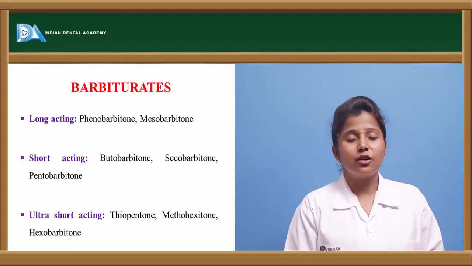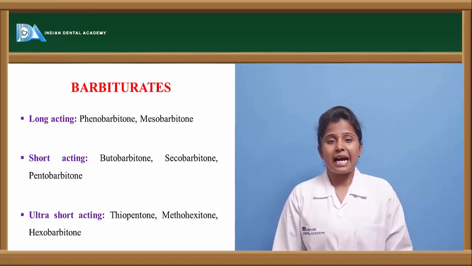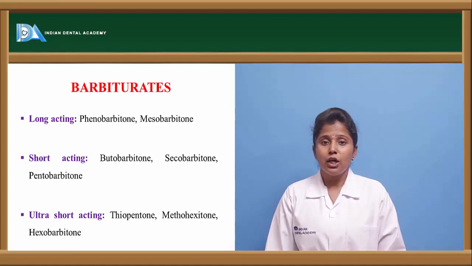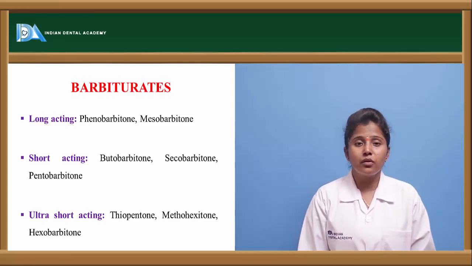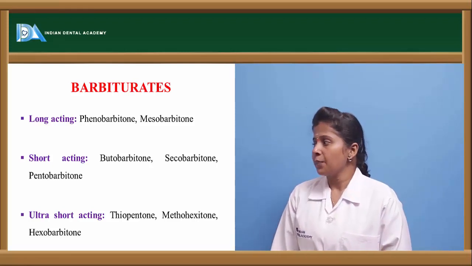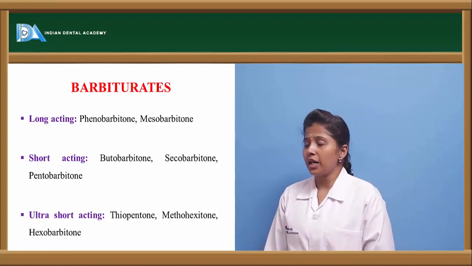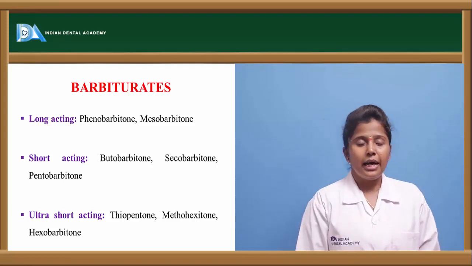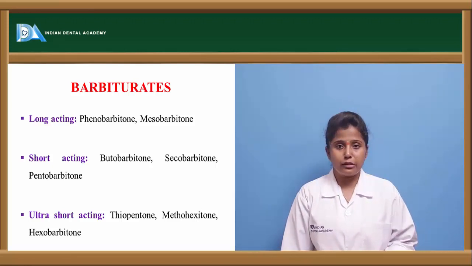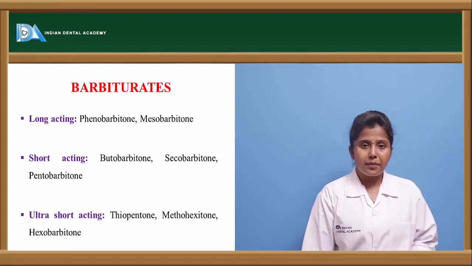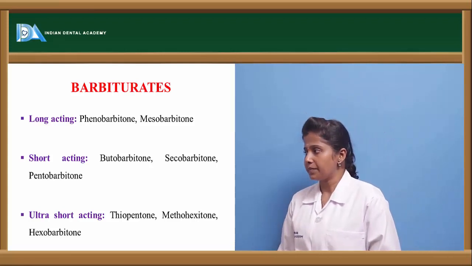Let us see the first category of drugs, that is barbiturates. Based on the duration of action, they are classified as long acting, short acting and ultra short acting drugs. Long acting drugs are phenobarbital and mephobarbital. Short acting drugs are butobarbital, secobarbital and pentobarbital. Ultra short acting drugs are thiopental, methohexital and hexobarbital. These drugs are also called by alternative names, so the name is altered just as an alternative name for all these drugs.